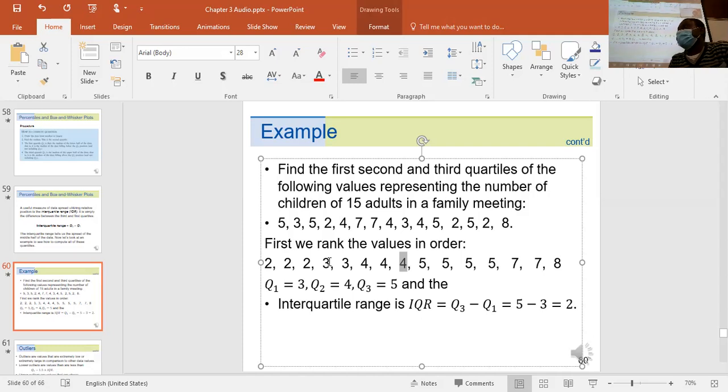So sometimes I ask you very simple questions because I want to engage you. So what is 8 plus 1 over 2? 4.5. That means we are going to go midway between the 4th and the 5th value to find the median of the first.